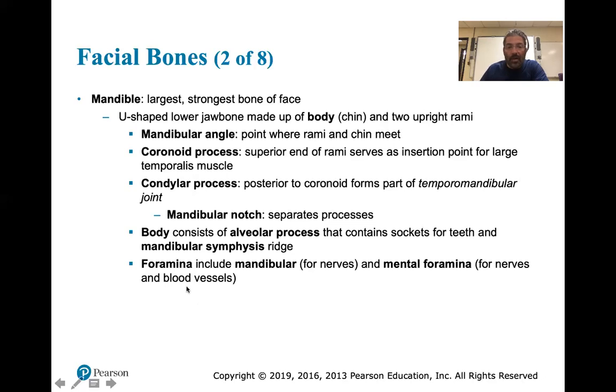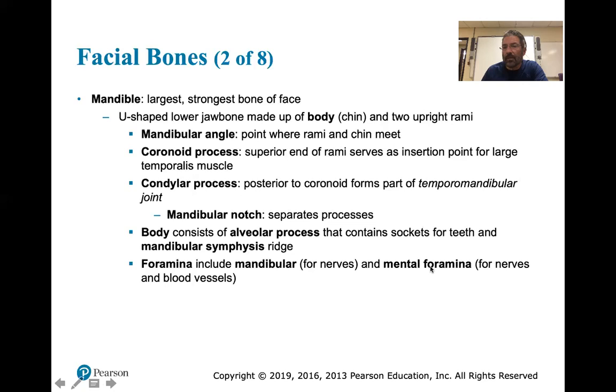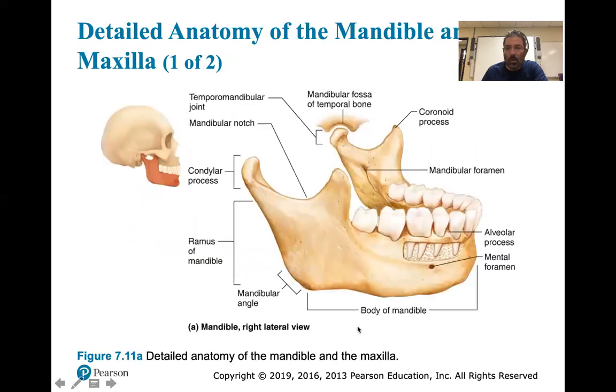But anyway, foramina include the mandibular foramen for nerves and the mental foramen for nerves and blood vessels. So just learn those points. So here's a mental foramen. And these are lateral. So there's some of the condylar process here. The rami is that little arch area, mandibular angle. Your jawbone. You can say somebody has a really, really distinct jawbone. They're talking about the mandible.